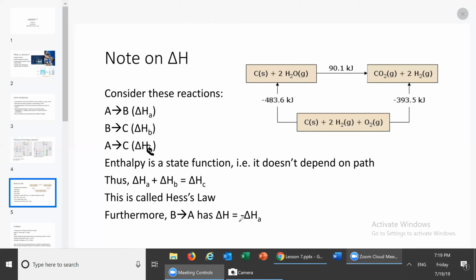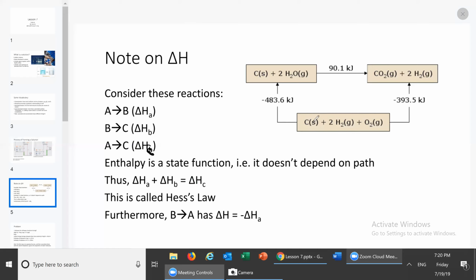So if going from a low state to a high state has a positive delta H, going from a high state to a low state will have the equal negative delta H, right? Same magnitude. So we can see this. This is called Hess's law, this principle that we can add these delta H's, okay? So you can see this here.